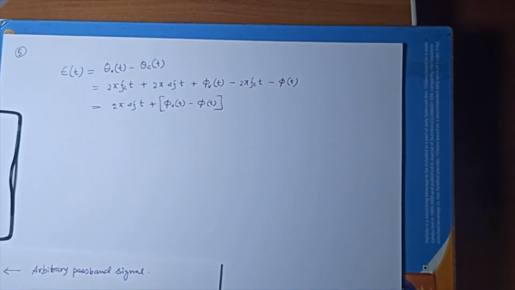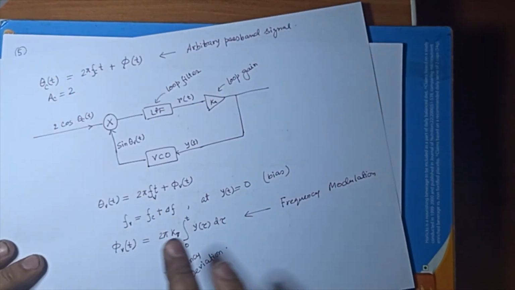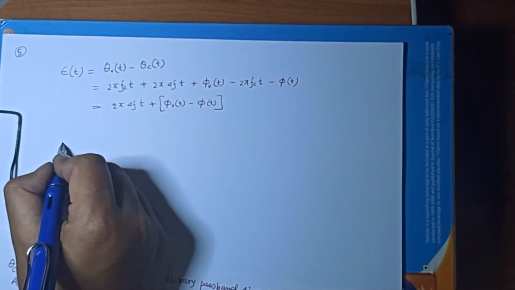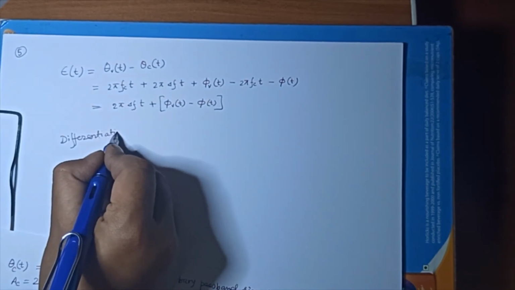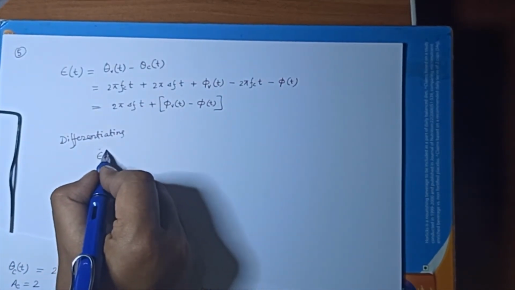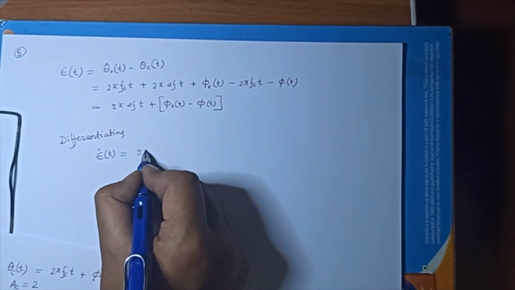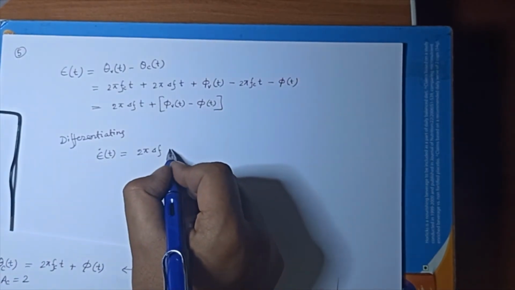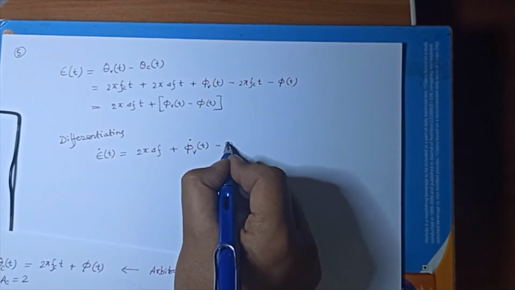Okay. So what is phi_v(t)? We know this. To get it in terms of y, I can take the derivative. So differentiating, I'll get epsilon dot(t) is equal to 2 pi delta f, assuming delta f is a constant, plus phi_v dot(t) minus phi dot(t).